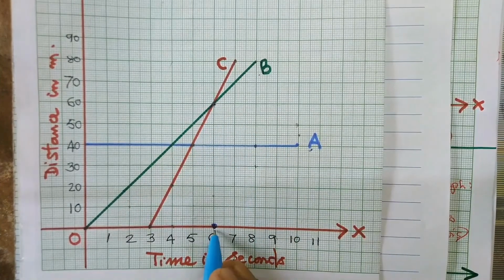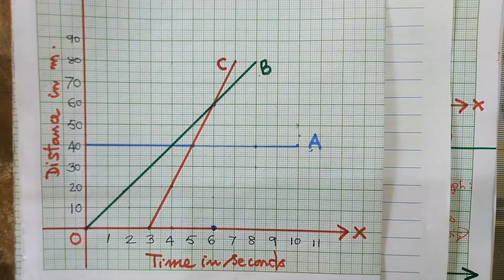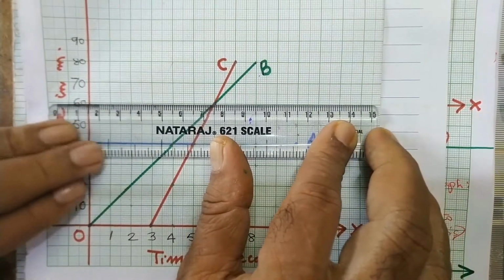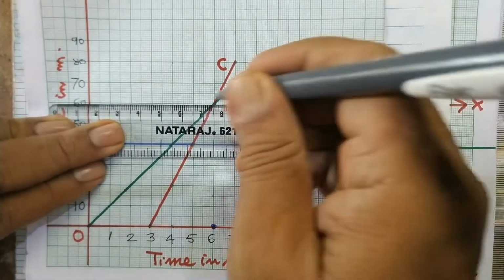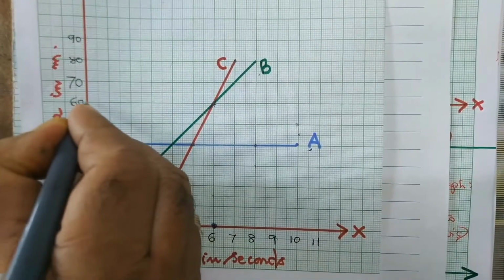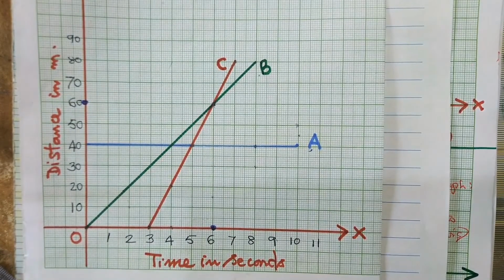Now I am asking the question at what distance it is overtaking, not time. Time already we have seen. For that you have to take the plastic scale again and put it from that meeting point perpendicular to the distance axis, that is perpendicular to the y-axis. Now you see here what I am doing, scale I am taking, meeting point is like this, it is going like this here. You see where it is meeting, this is the point from where you have to go like this. At that distance, C is overtaking B.